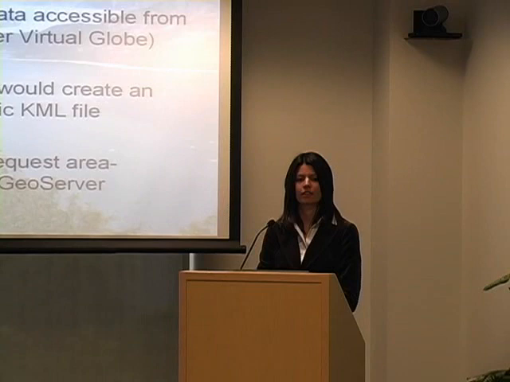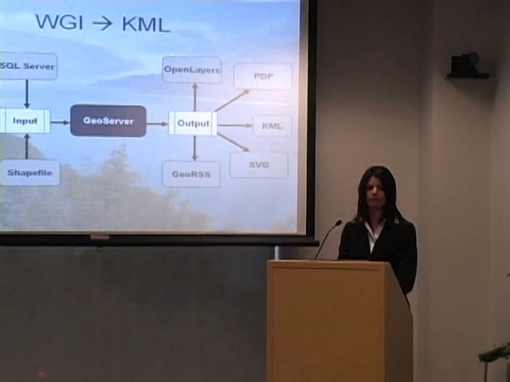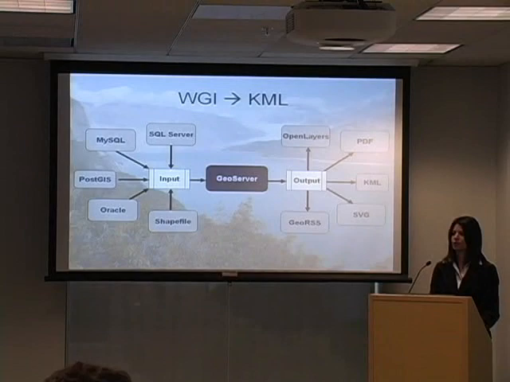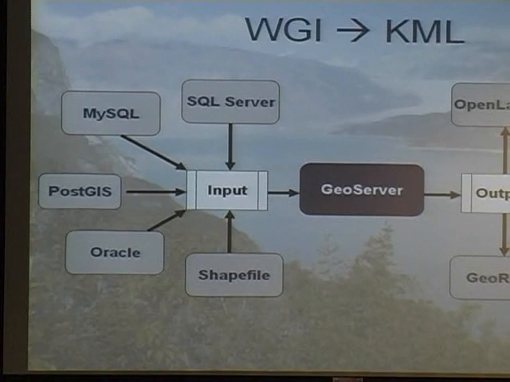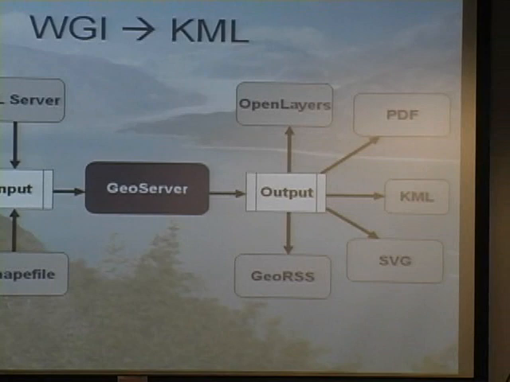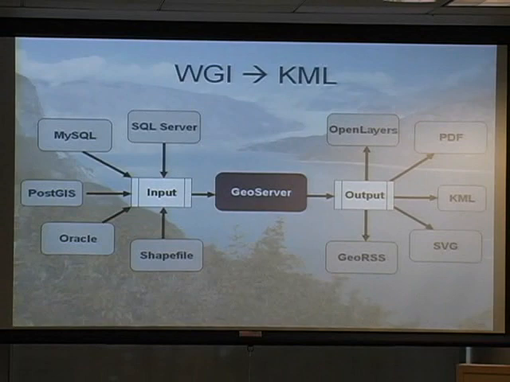So to get our World Glacier Inventory from our one database into KML, we're using GeoServer. If you're not familiar with GeoServer, here's a diagram that shows you the different inputs that you can use. So we have inputs for the World Glacier Inventory, and I'm using that for this. And then you can have different output options. What's nice about GeoServer is that it automatically creates these output options for you. We're using PostGIS as our input. So we've loaded all of our World Glacier Inventory data into this database, and then we're connecting it to GeoServer, and then GeoServer automatically creates this KML output for us.